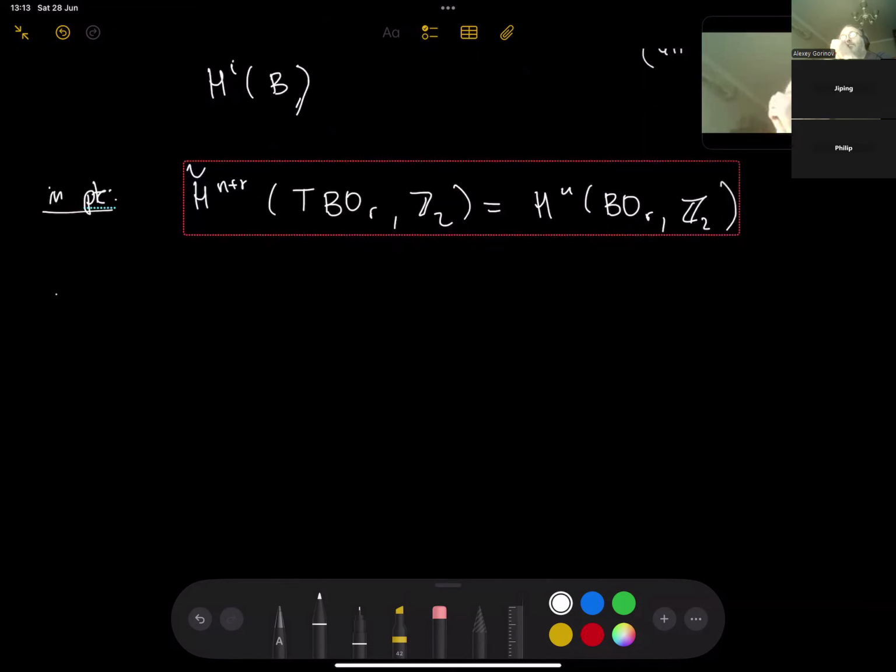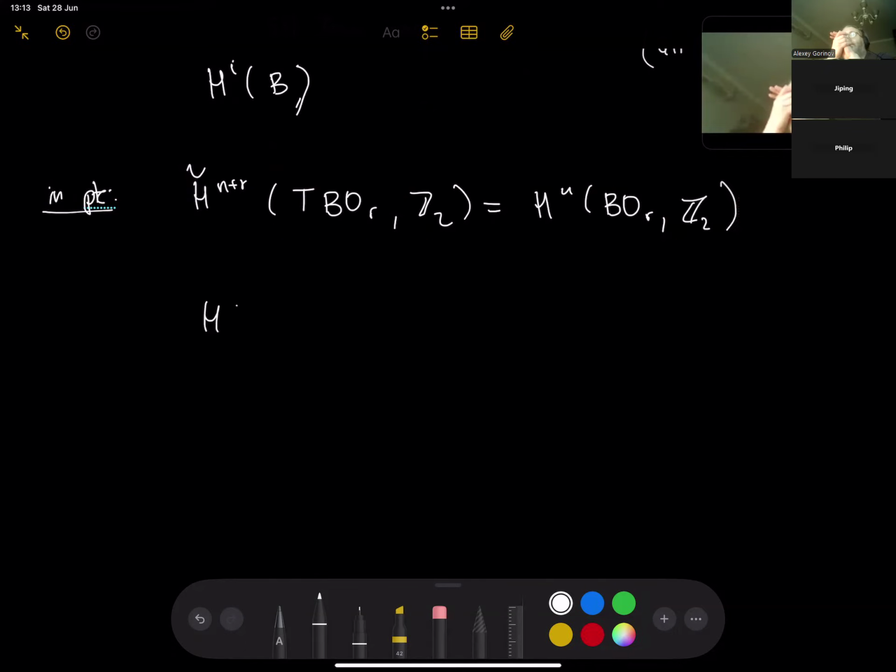Now, since TBO(R) is a connected spectrum, or MO is a connected spectrum, we can compute its cohomology groups as a direct limit, or sorry, inverse limit.